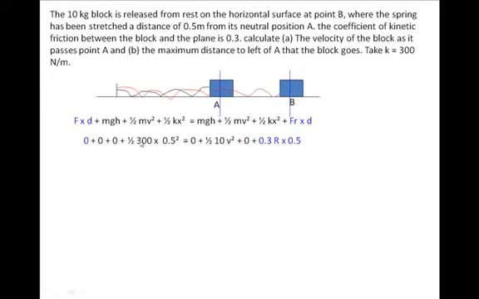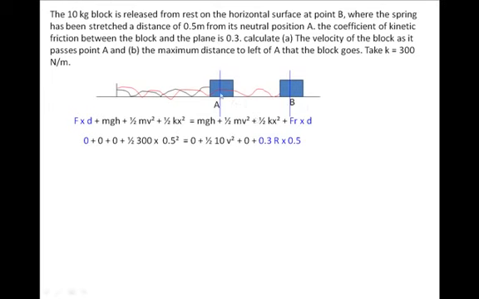And half kx square is half into 300 into 0.5 square, because that is the distance by which the spring is stretched. Now when we come to spring energy, what we have to remember is that the energy stored in a spring is half kx square, where k is the stiffness of the spring and x is the distance of stretching or compressing from the neutral position. From the neutral position, this distance is given as 0.5. So that's why 0.5 square.